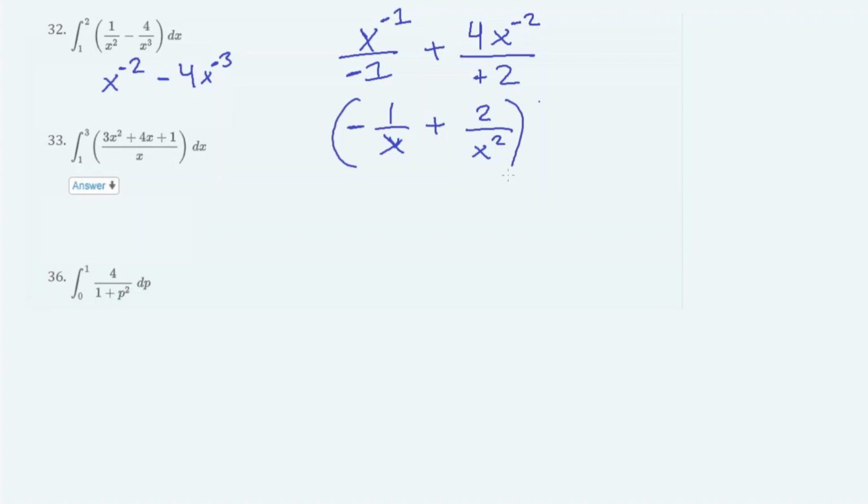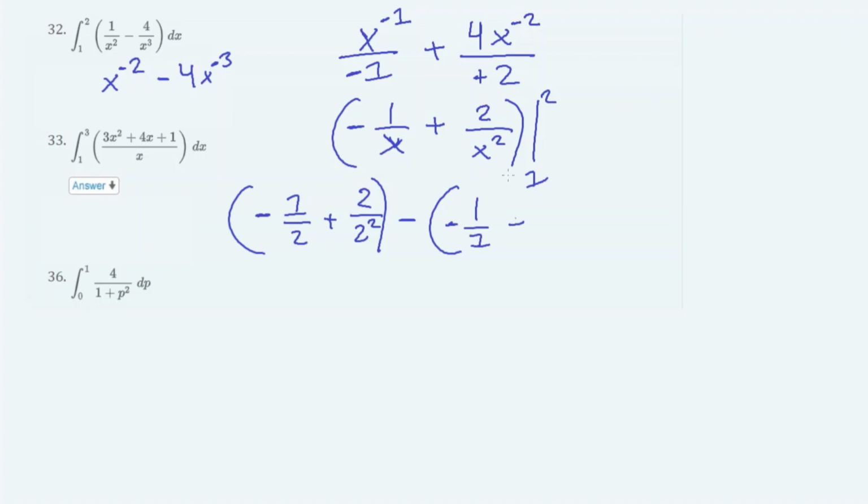And now we need to integrate this from 1 to 2. So all we need to do is plug it in. So we're going to have negative 1 half plus 2 over 2 squared. And then that's going to be minus negative 1 over 1 plus 2 over 1 squared. Now we simplify, so we'll have negative 1 half plus 1 half, which is going to be 0, because 2 squared is 4 and 2 over 4 is a half.